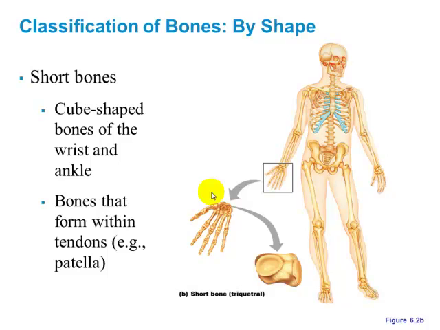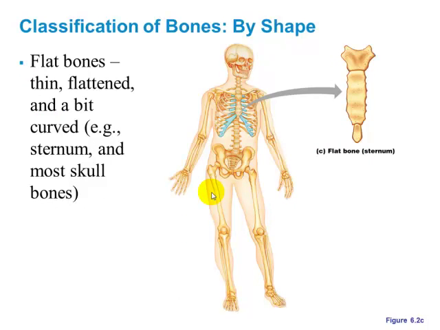Short bones may also be considered bones that form within tendons like the patella or the kneecap, though the patella is also considered what's called a sesamoid bone. And we'll see that the short bone is a classification based on shape. Sesamoid bone is a classification based on origin. I don't know if you know this, but when babies are born, they don't have kneecaps. Kneecaps don't actually develop until babies are growing and starting to move their legs and begin walking. And the patella, the kneecap, actually grows within a tendon that connects the quadriceps muscle to the lower part of the leg called the tibia.